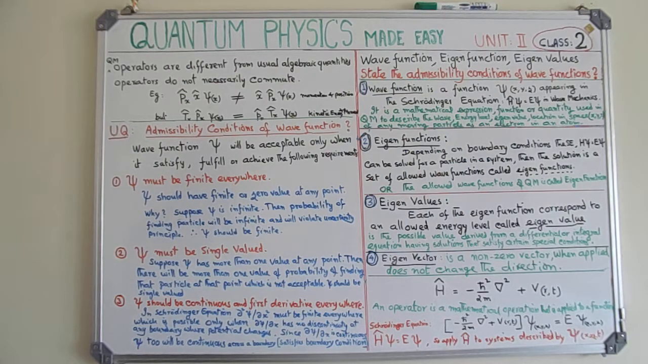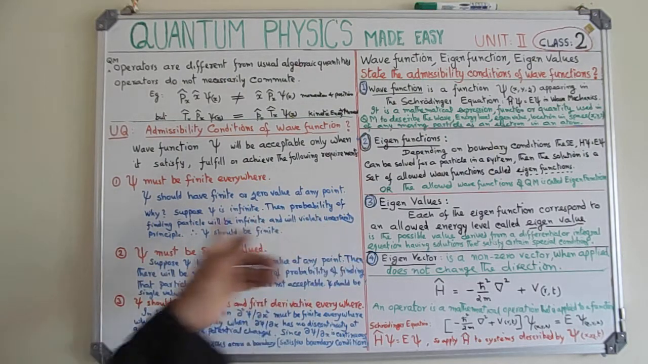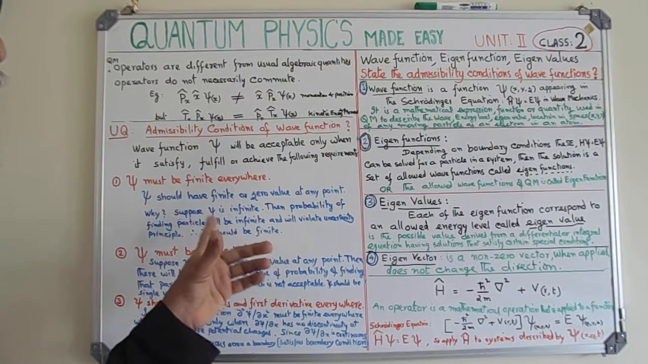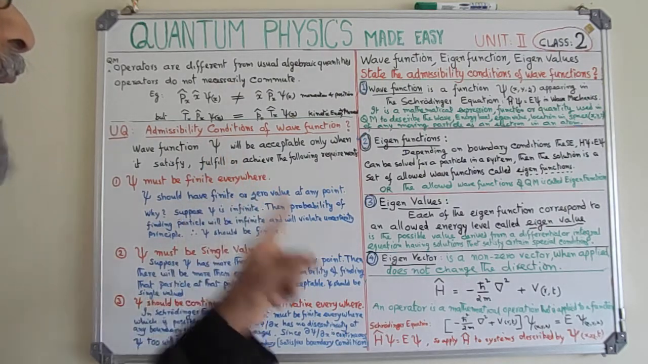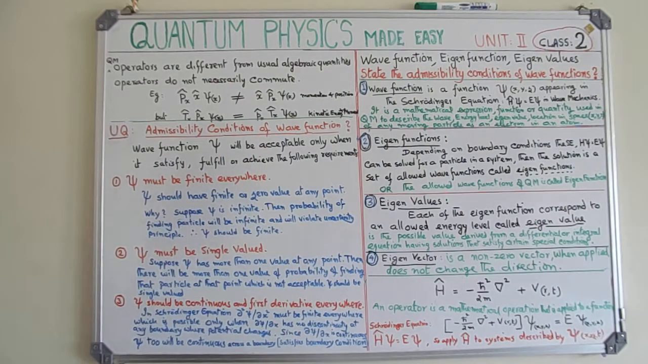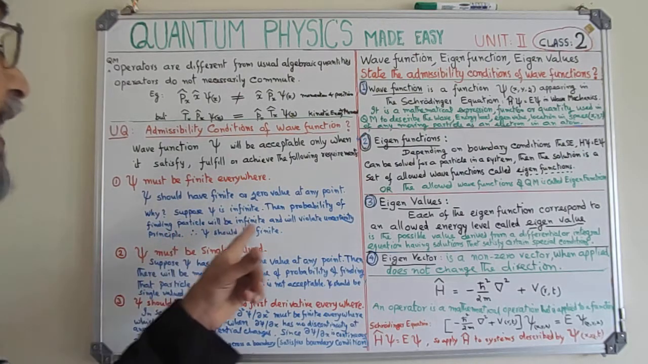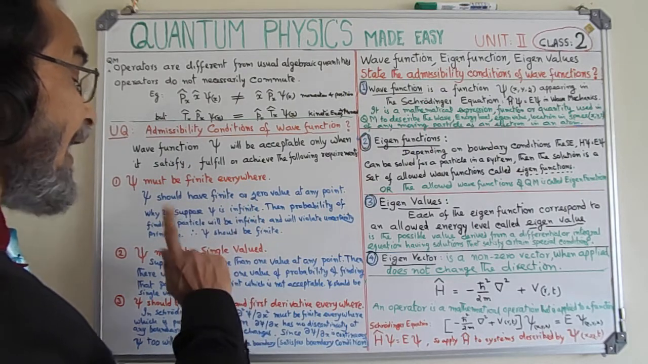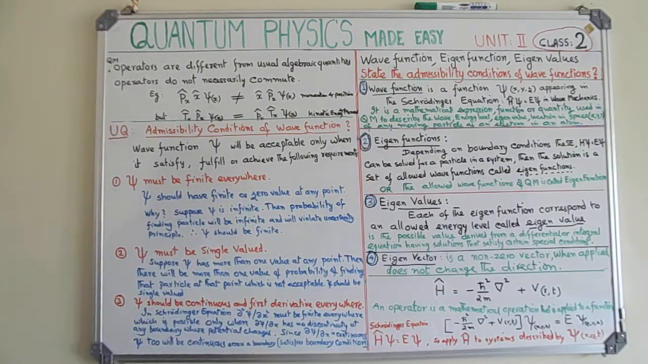What happens? Then the probability: psi modulus square is called the probability. I have told you, the probability of finding anything in a confined region. The probability of finding the particle will be infinite. So if it is infinite, that will violate the uncertainty principle. So this statement that it is not finite becomes against the uncertainty principle.